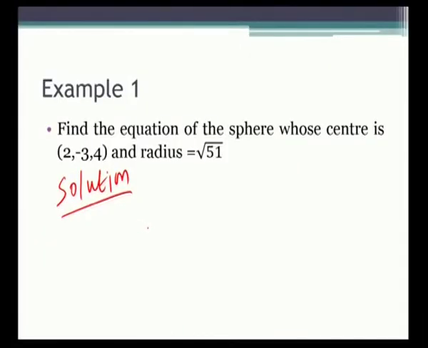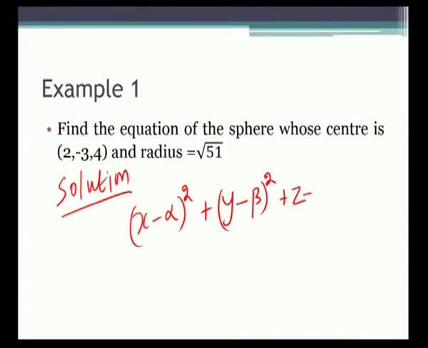So, first write the equation of the sphere whose center and radius are given. The general form of the equation of the sphere is (x minus alpha) the whole square plus (y minus beta) the whole square plus (z minus gamma) the whole square is equal to r square. This is the general equation of a sphere whose center and radius are given. Here r is the radius, and (alpha, beta, gamma) is the center.